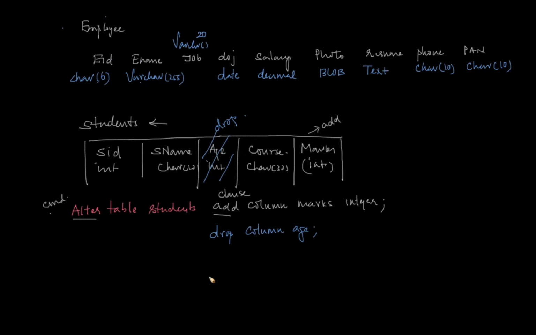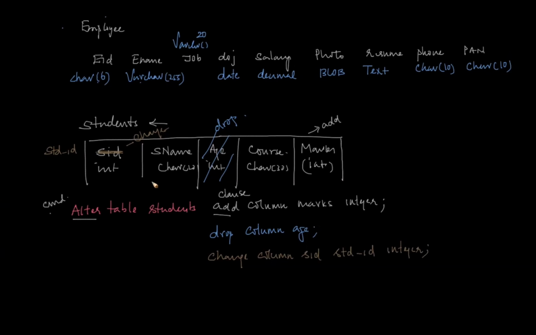Next, what can we change? Let's change the name of the column. Instead of SID, I want to change it to STDID. To do that, we will use the change clause. So we will say alter table students, change column SID, and this has to be changed to STDID. You should also specify the data type. So this will get changed from SID to STDID.